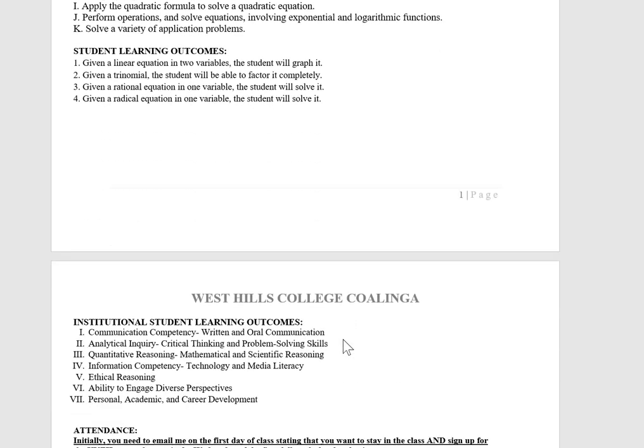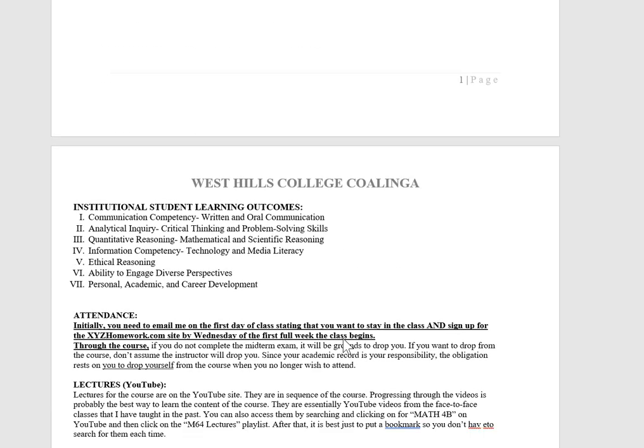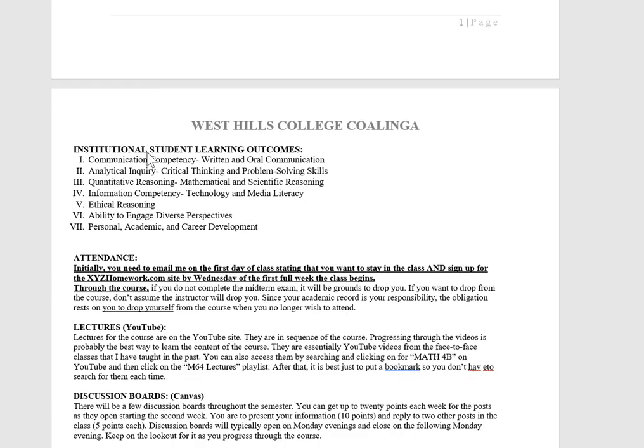Alright, let's move on. Institutional Student Outcomes. Those are, if you think of any class that you've ever taken at West Hills College, Coalinga, it fell somehow under one of these seven topics here.